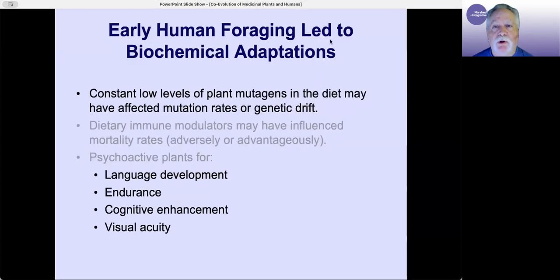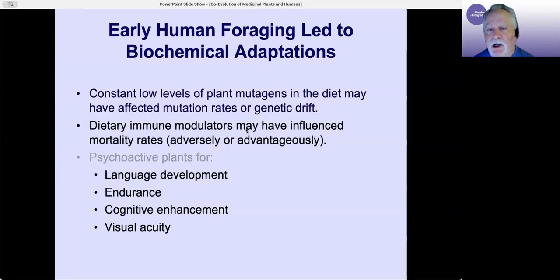And so early humans are foraging, and there was what we call constant low-level plant mutagens in the diet, meaning these plants may have influenced mutation rates, or what we call genetic drift. There could have been dietary immune modulators that have influenced the immune system, either adversely or advantageously. And so you would have seen tribes that were able to find plants that help protect them from infections and the aftermath of infections. They will have had more offspring, more of that same sort of gene and plant relationship grow over time as they continue to eat from a particular area, and they passed on knowledge that, hey, this plant is good to fight battle wounds or infections.